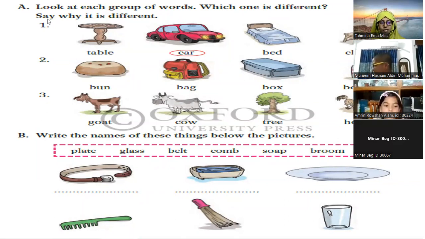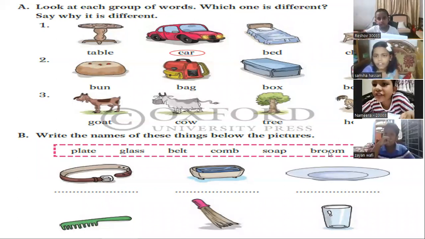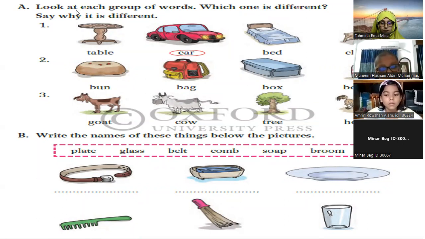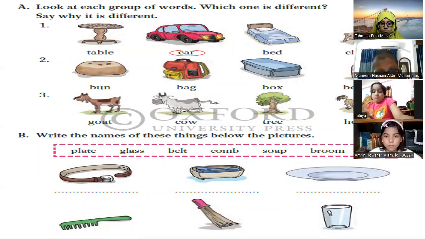Look at. What does it mean by look at? Yes. Look at mane takano ba dekha. Then each group of words. Each. Yes, each means prottek. Tar mane dekho prottek. Group means dol. Tar mane shabder dol ke tumar dekhte boleche. Prottekti shabder dol ke.